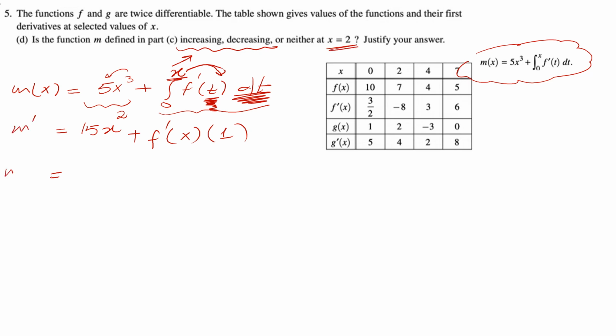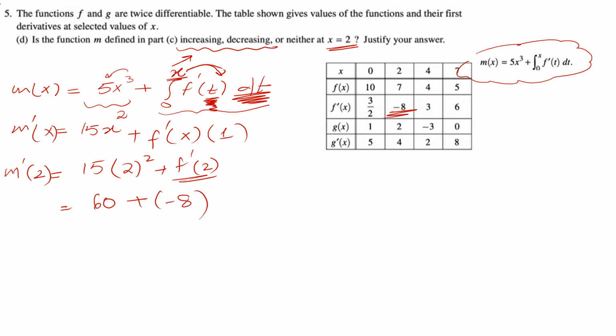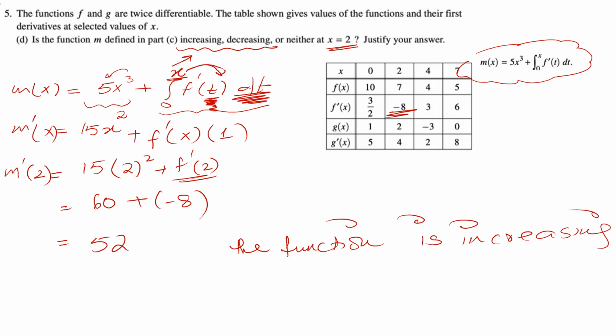So this is m prime. m prime of 2: replace all the x by 2. f prime of 2 times 1 is 1. So 4 times 15 is 60. Plus f prime of 2, which is negative 8. So you will get 52. Now 52 is positive, which means that the function is increasing. So when 52 is greater than 0, therefore your conclusion: the function is increasing.